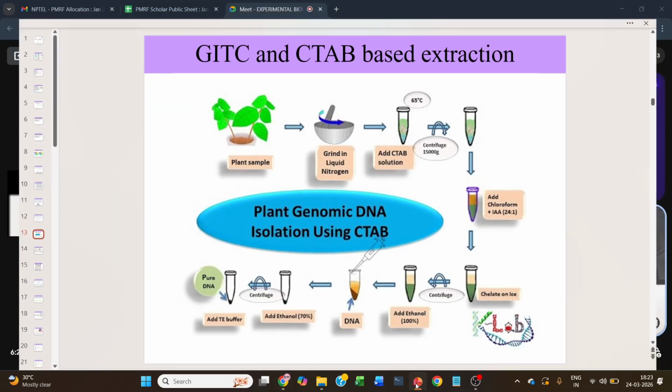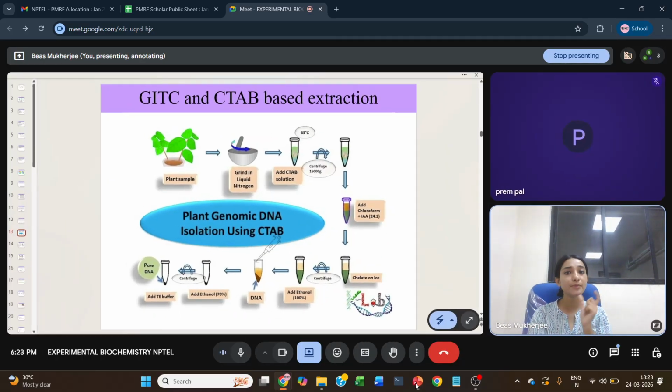Now we will look at this. The plant sample is there. You grind it in liquid nitrogen. Then you add CTAB, it is kept at 65 degrees centigrade and then spun at 15,000 g. Then chloroform is added, chloroform plus isoamyl alcohol in the ratio 24:1. Remember the ratios also. 24:1, that is the ratio, and then it is chilled on ice.